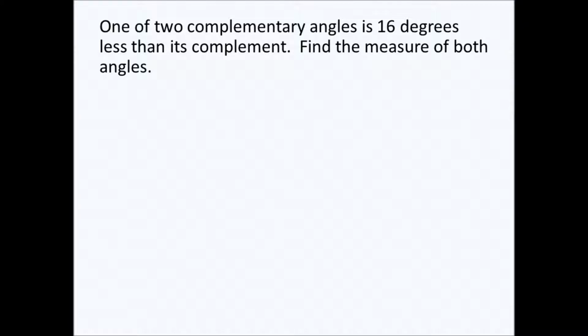One of two complementary angles is 16 degrees less than its complement. Find the measure of both angles. The first step is to set angle 1 equal to x. The next step is to represent angle 2 in terms of angle 1. Therefore, if the complement is 16 degrees less, then it's x minus 16.